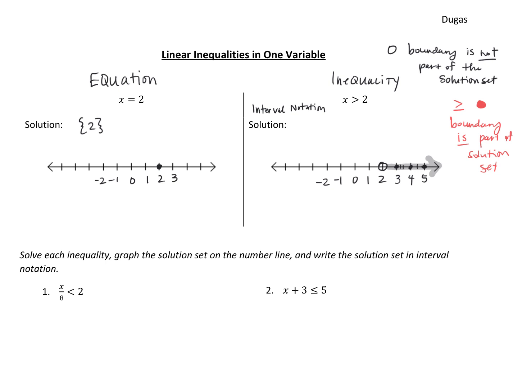Alternatively, instead of using an open or closed circle, let me give you another option. You could use parentheses or brackets. Parentheses go with the open circle, and brackets go with the closed circle. So instead of having an open circle, you could put a parenthesis and then shade to the right. The parenthesis means the same thing as the open circle. It means that 2 is not included in the solution set, but everything beyond that to the right is.